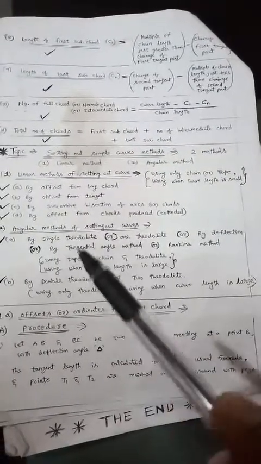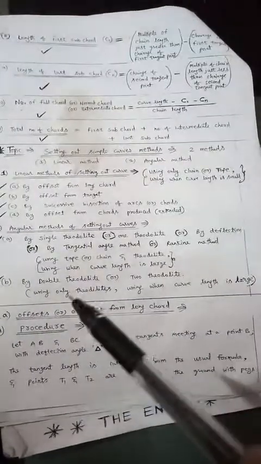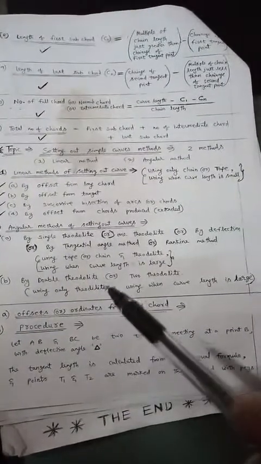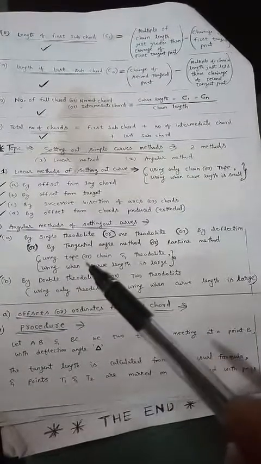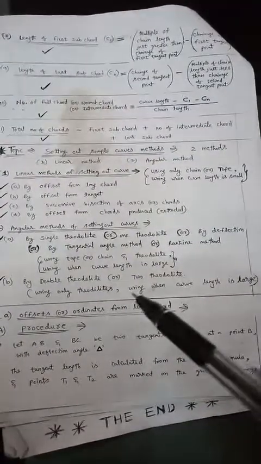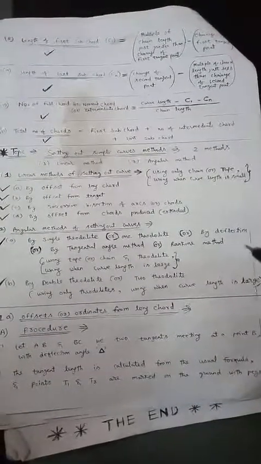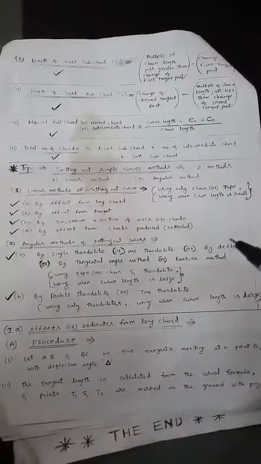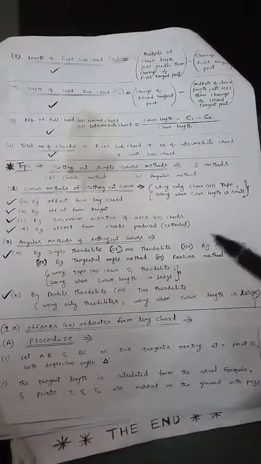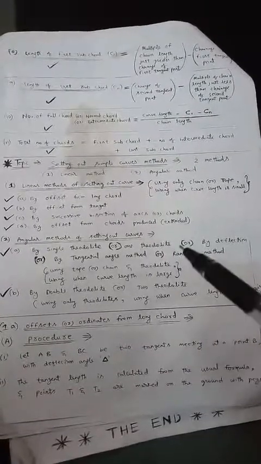Once again I am repeating: in the angular method, in the single theodolite method we use a tape, chain and theodolite. In the double theodolite method we use only theodolites, not tape or chain. Both the single and double theodolite methods are used when the curve length is large. So we will see this angular method in the next video. Thank you.